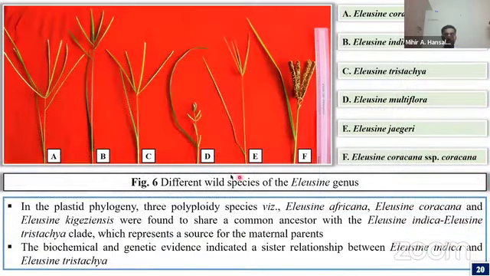Figure 6 shows the different wild species of the Eleusine genus. Plastid phylogeny reported that Eleusine africana, coracana, and kaigensiensis share a common ancestor with the Eleusine indica group, and biochemical and genetic evidence indicate a sister relationship between Eleusine indica and Eleusine tristacea.